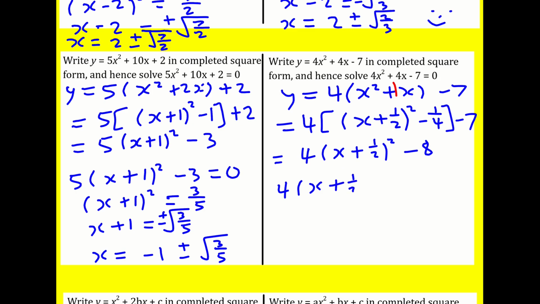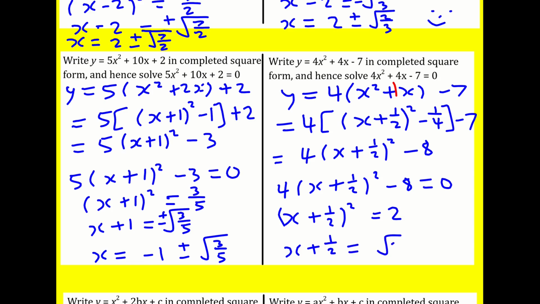I'm going to set it equal to 0. Whoops, I missed the minus 8. Minus 8 equals 0. So x plus a half squared is going to equal 8/4. It's actually going to equal 2. X plus a half is plus or minus the square root of 2. So x equals minus a half plus or minus the square root of 2. Brilliant.